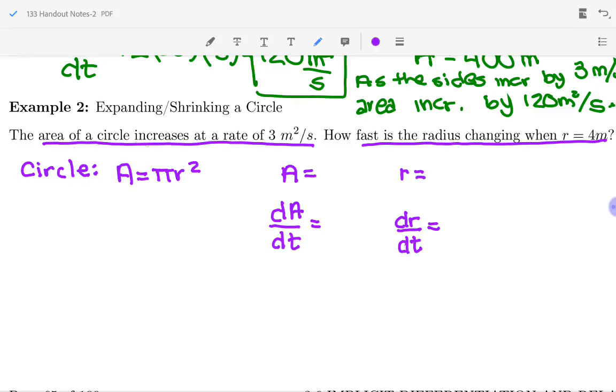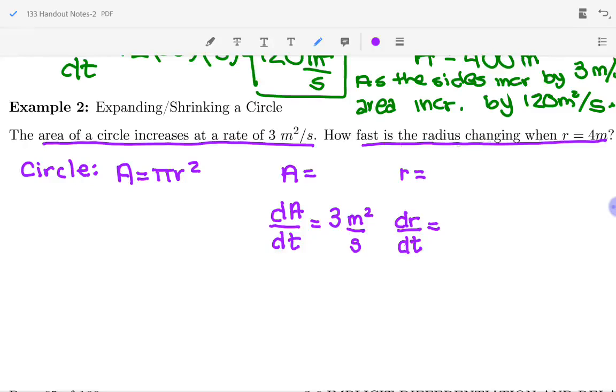So the area of a circle increases at a rate of 3 meters squared per second. So the area increases. Is that going to be A or dA/dt? Well, if it's saying increases, it's not a variable, it's a rate of change. So dA/dt is going to be 3 meters squared per second. And should that be a positive or a negative derivative? Well, if the area is increasing, that should be positive, 3 meters squared per second.